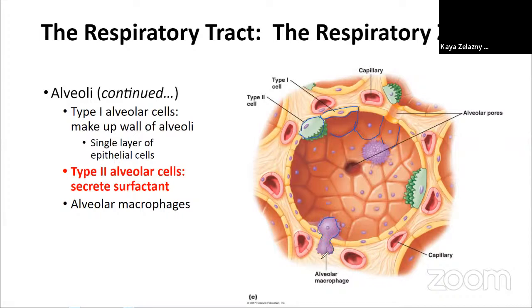We wouldn't really consider them a barrier to gas exchange, a barrier to diffusion, because we can have the gas just go across those type 1 cells, right? That's mostly what's there. We don't really need to go across a type 2 cell.